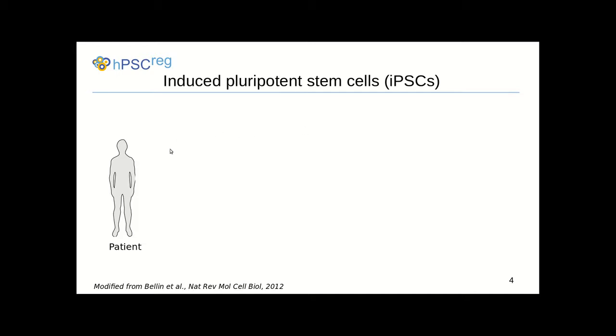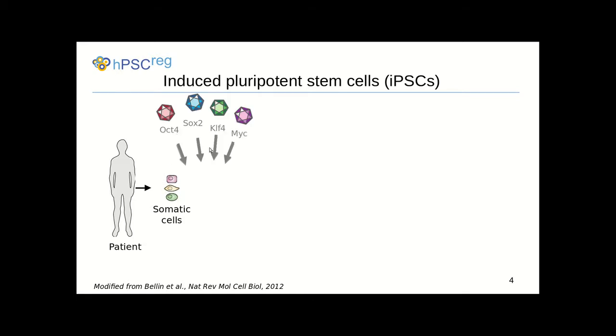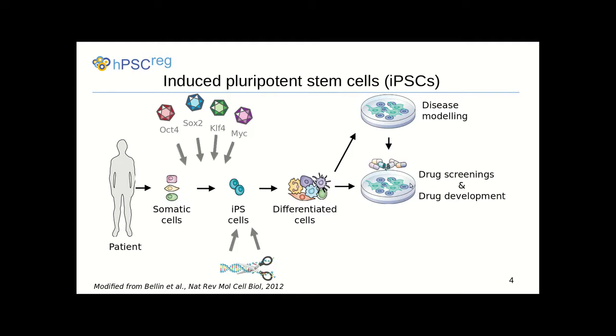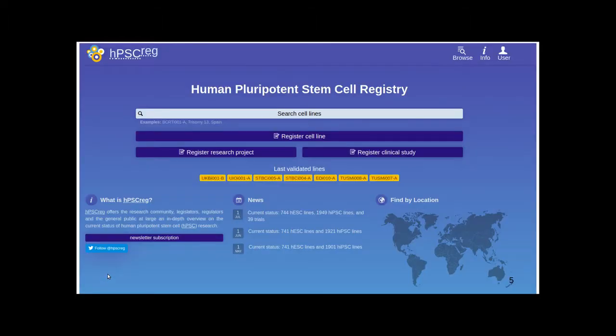To generate induced pluripotent stem cells, a tissue donor donates some somatic cells, and with the 4 Yamanaka factors, these somatic cells can be reprogrammed into induced pluripotent stem cells. These iPS cells can then be further genetically modified if needed, for example using the CRISPR technology, and then they can differentiate into all kinds of differentiated cell types. And these cell types can then be used, for example, for disease modeling, for drug screenings and drug development, and for toxicity tests.